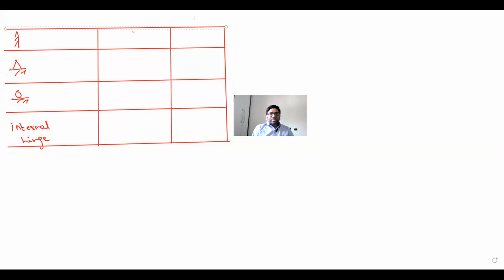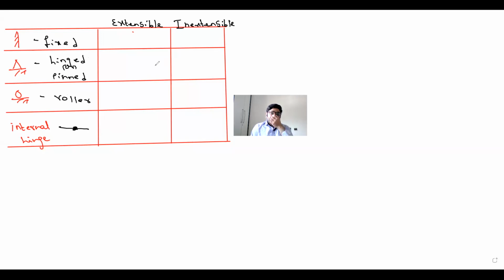Okay. Now let us try to take this part: extensible, inextensible. So this is fixed, hinged or pinned. This is roller. This is the example of internal hinge.